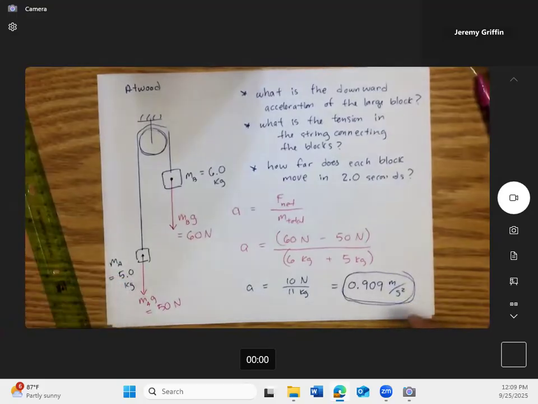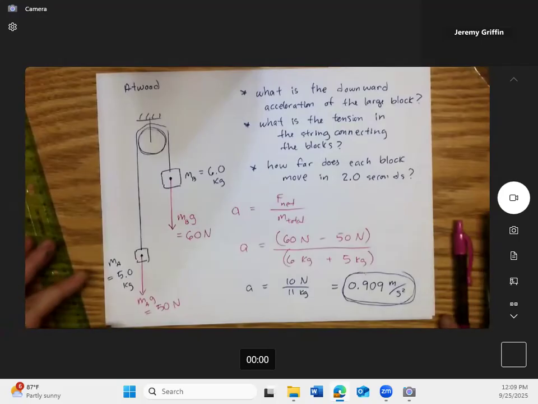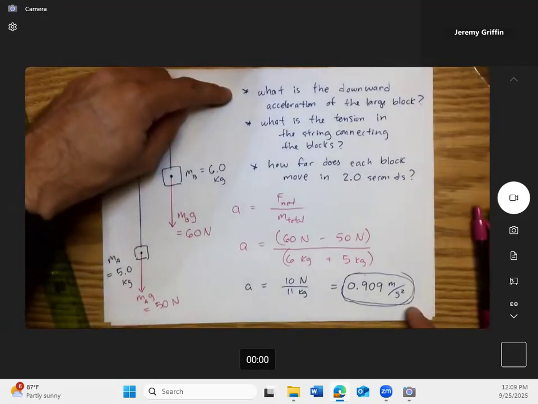The large block is accelerating down that much. The small block is accelerating up that much. But they're both moving the same. They're both tied to the same string. Is that right? Okay, that's question number 1. Knocked out of the way.